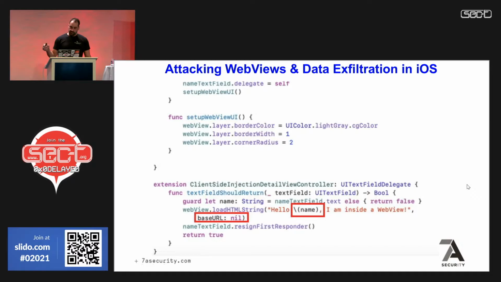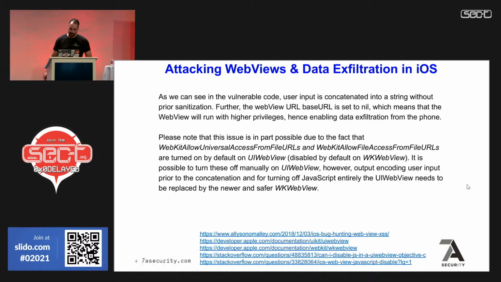And then the other component that we have here is the URL is null, right? So there's an empty URL, so this means by default, the web view is going to load this with maximal permissions, without same origin policy and so on, so we can read local files, right? So that is the problem. And this is the default for UI web views.